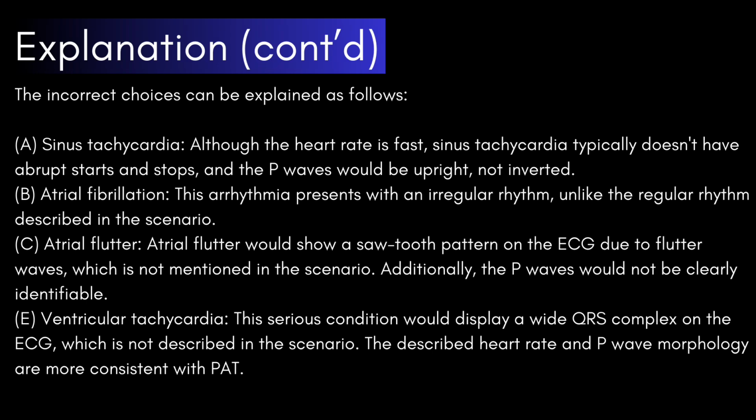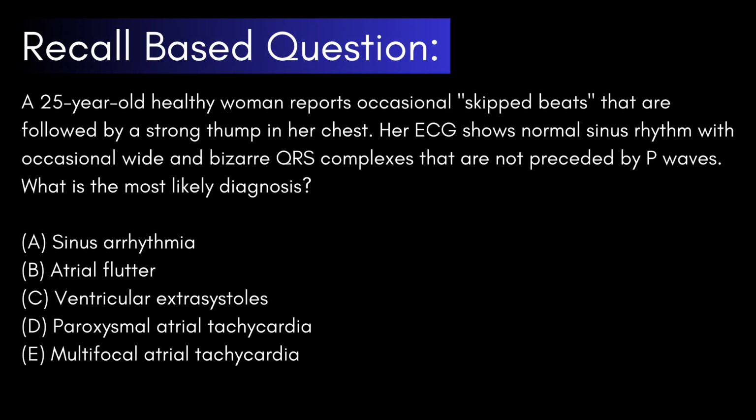All right, now that we have covered this question, let's move on to look at the next question. A 25-year-old healthy woman reports occasional skipped beats that are followed by a strong thump in her chest. Her ECG shows normal sinus rhythm with occasional wide and bizarre QRS complexes that are not preceded by P waves. What is the most likely diagnosis?